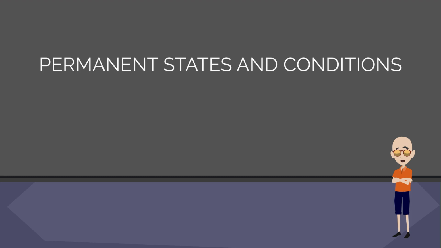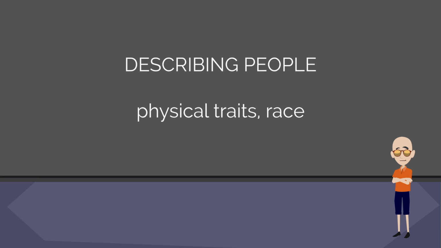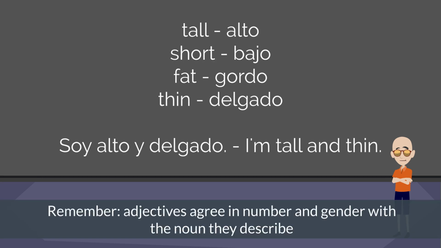Ser is used to describe permanent states and conditions. If you remember, estar was for temporary states and conditions. When we're referring to people, that's going to be physical characteristics, race, things like that. Here are a few examples of adjectives that are commonly used with the verb ser. You'll notice that fat and thin are in there. Now, many beginning Spanish students say, well, those aren't necessarily permanent characteristics. The person could change. That's true. So think of it as permanent states or conditions or ones that are not easily changed.